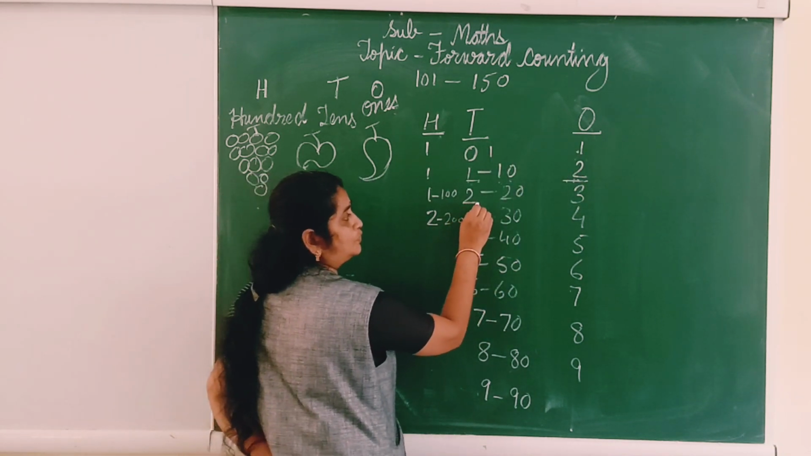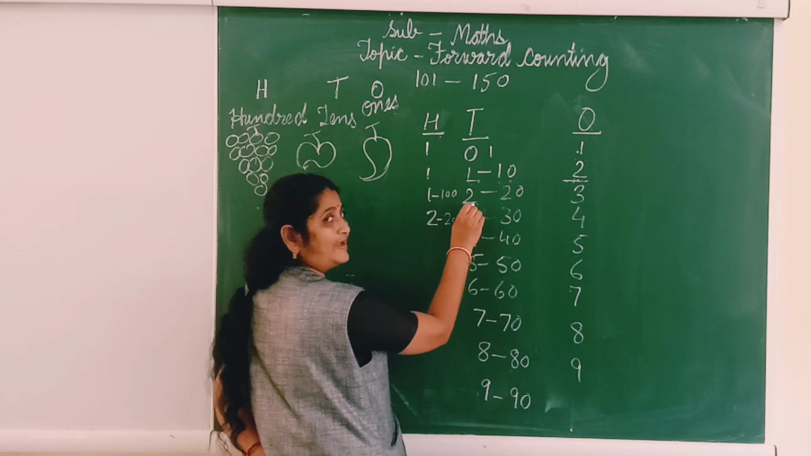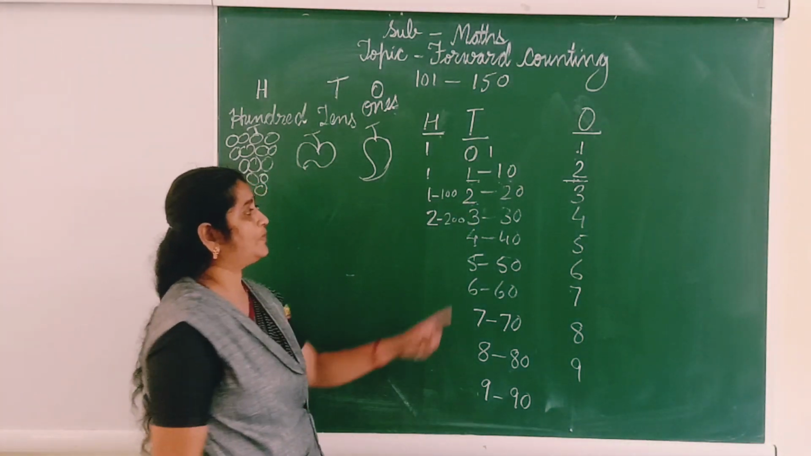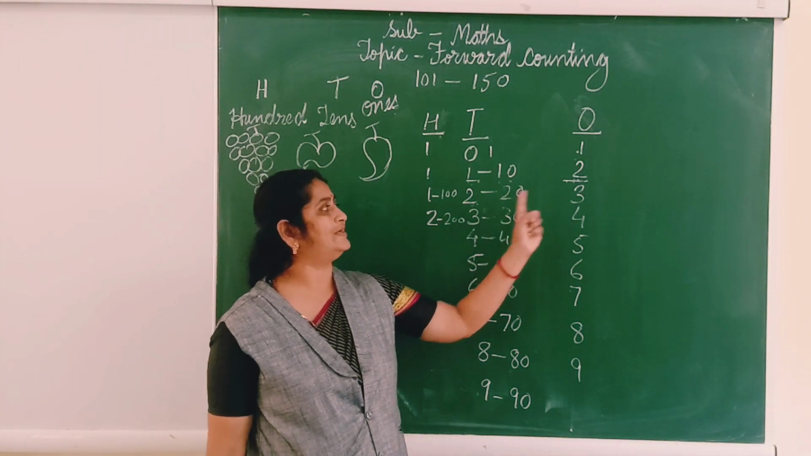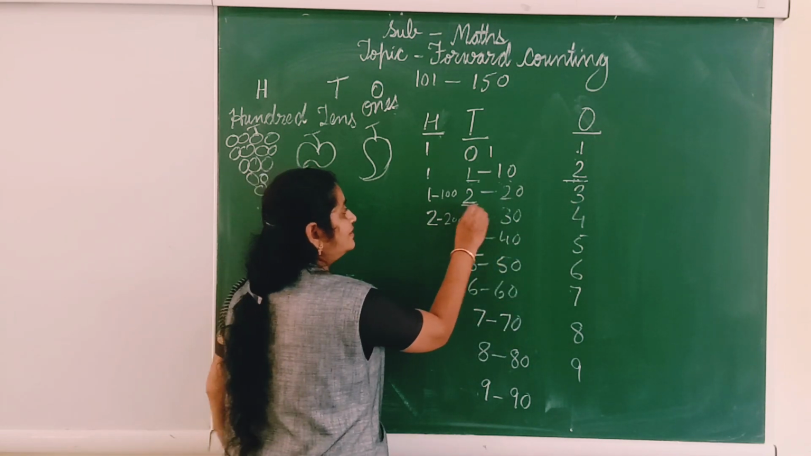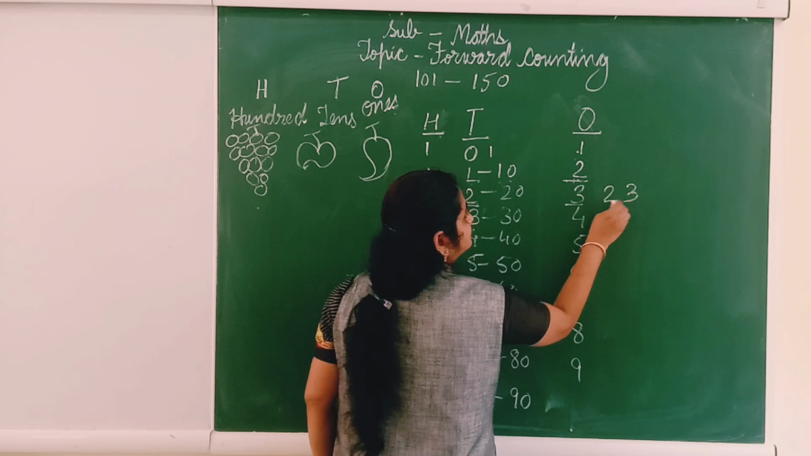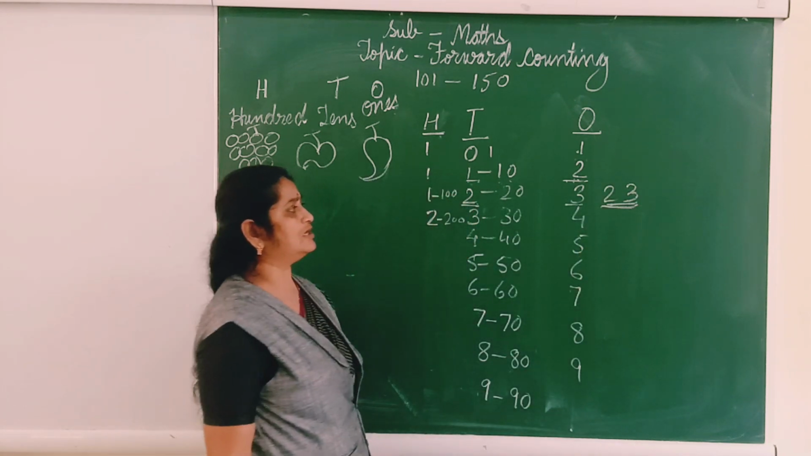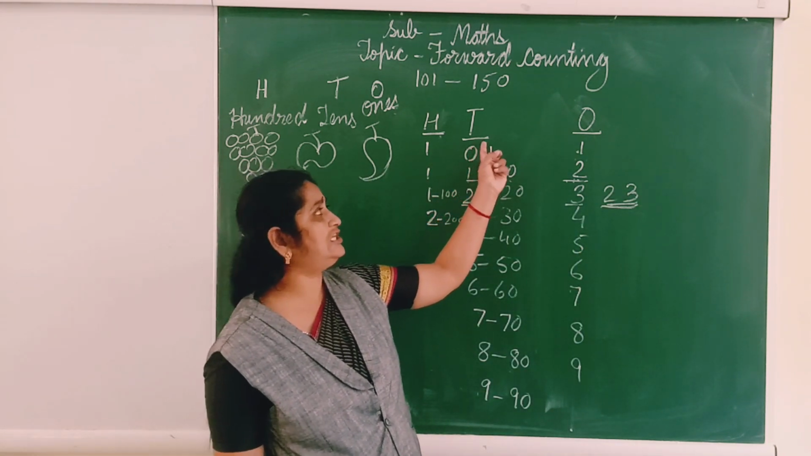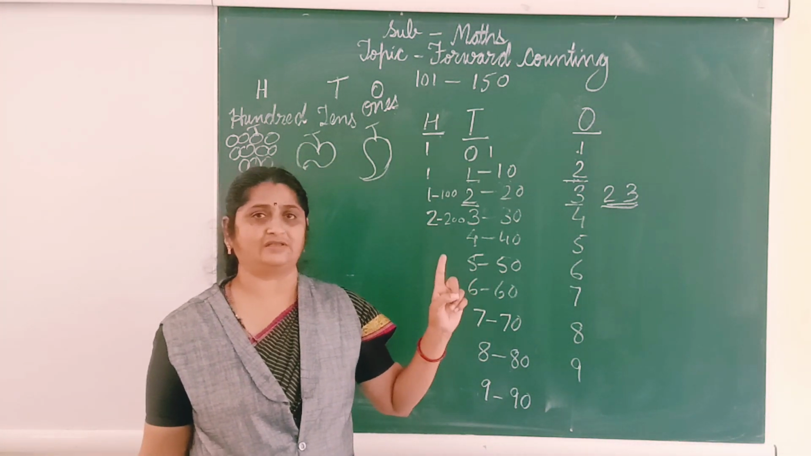Okay. 2 and 3. Number 2 has the value of 20. So, 20 and 3, 23. We will read this number as 23. We will read these two numbers together, the numbers under T and O.